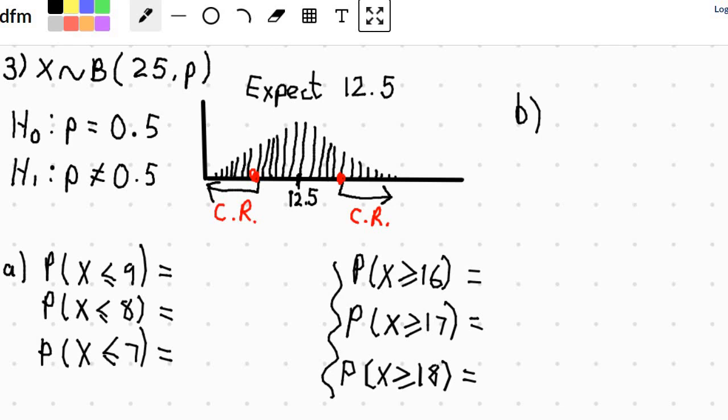I've used my binomial CD, and I first of all tried probability less than or equal to 9, and that gave me 0.115. So that is too big, that's 11.5%. So then I tried less than or equal to 8, and that gave me 0.0539. So getting closer, but still that's above 5%. We need 2.5%. And then probability of x less than or equal to 7.